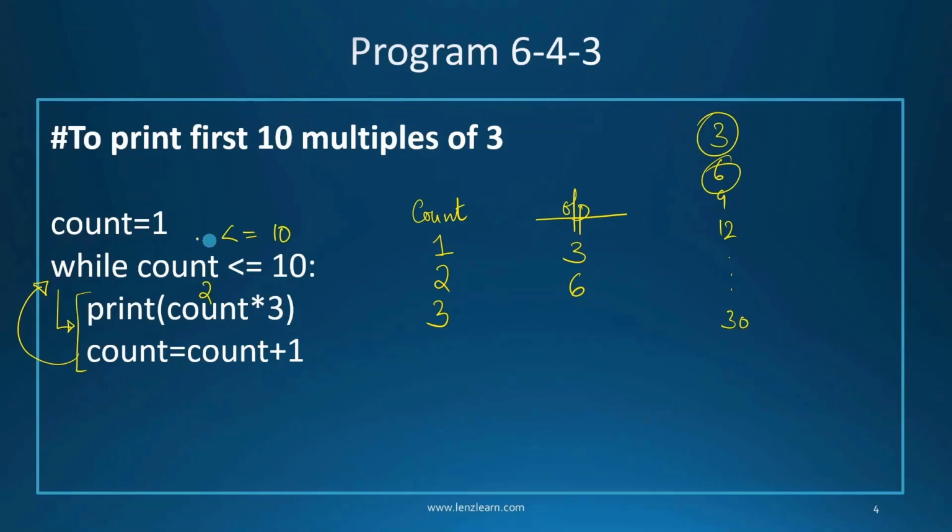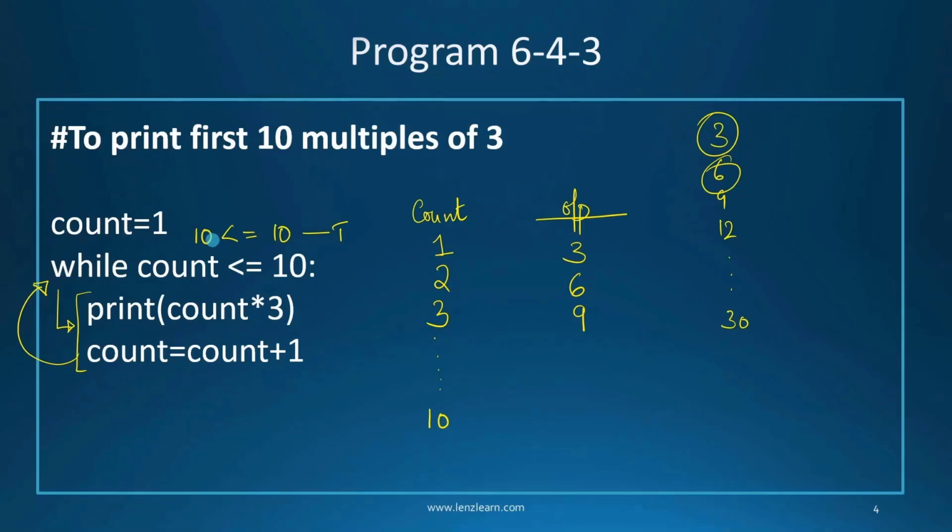Next time when my while loop starts, I will check 3 is less than or equal to 10. This is true again. I will come inside. I will print 3 into 3. I will print 9. This will continue up till the count value becomes 10. So that's the last iteration. So let us see that.